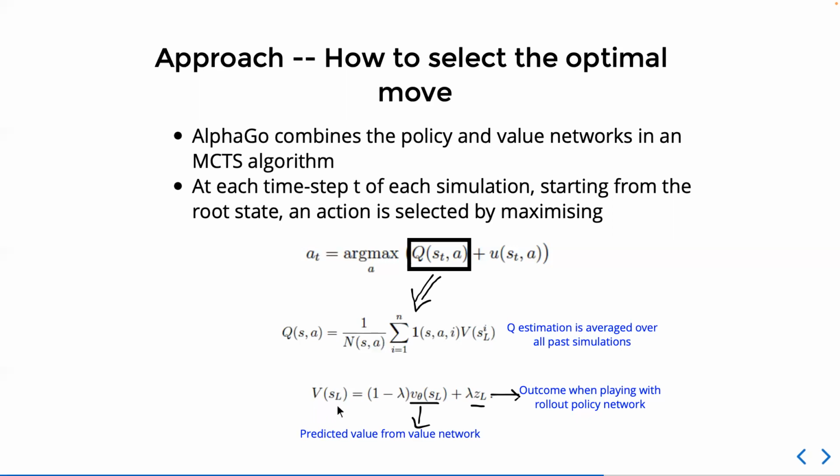Oh, yes. And the value is actually a weighted average of 2 terms. The first one is the predicted value from the value network. It can give an estimate of how good the state is. But they also take another term, which is the outcome when we play with the rollout policy network, because the rollout policy network is faster. We use that action and let me think about it. So the Q function is taken from both the value network and the rollout policy network.